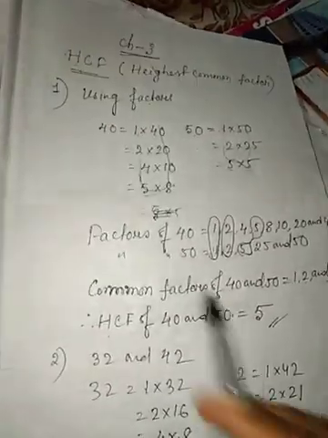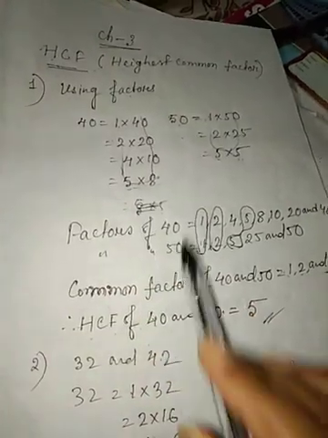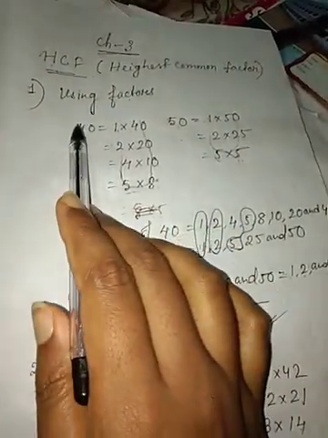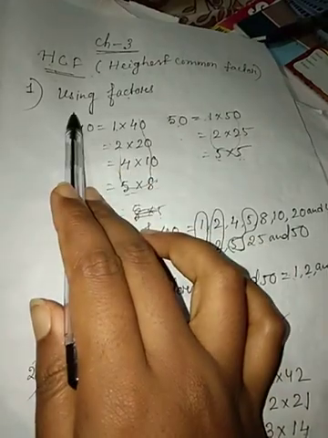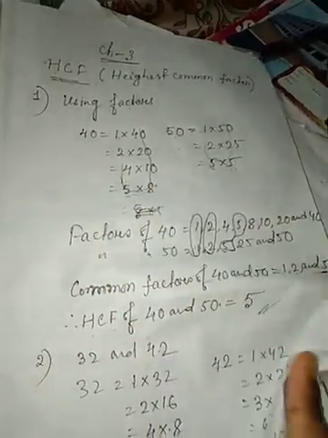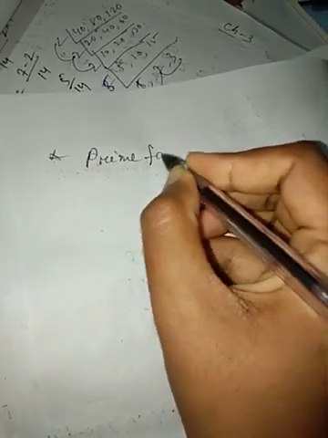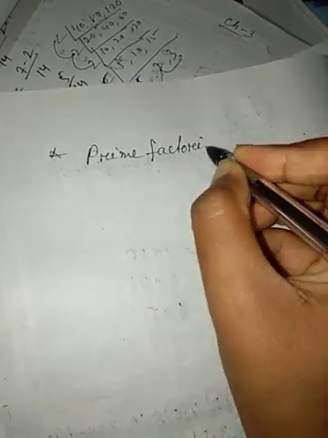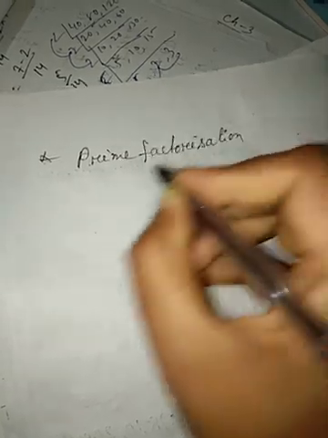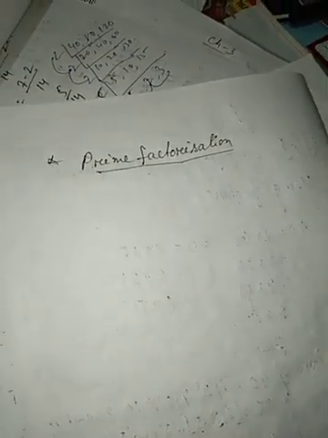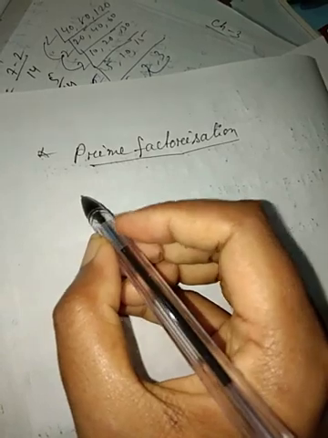So these two solutions we have solved by using factors. Now our second method of finding HCF is prime factorization. Now see how we find the HCF in this method.